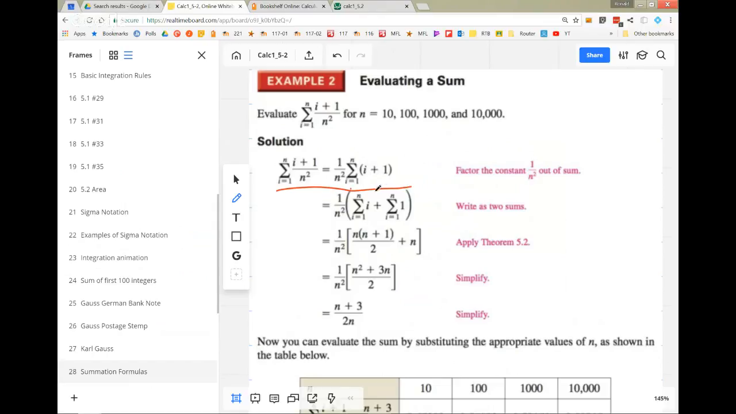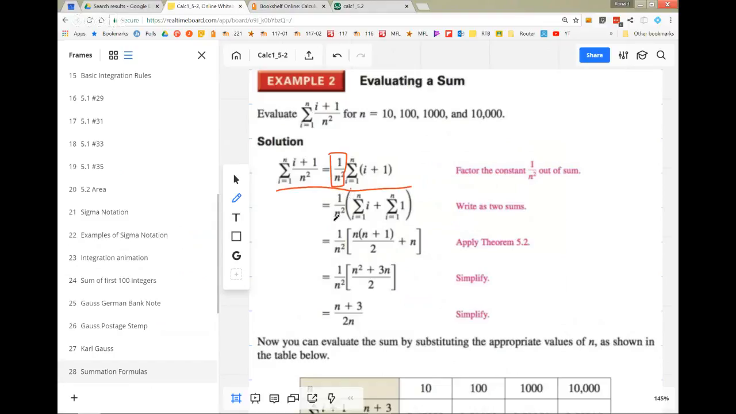Taking a look at the problem right here, you notice what they did in the first step. They took this 1 over n squared and pulled it out. You know that in taking derivatives, we would often pull a constant out because it wasn't affected by the derivative. Well, the same thing is true in an integral, and the same thing is true in a sum. n squared is whatever constant you're given, and 1 is a constant, so you can pull that 1 over n squared out. What's remaining? The sum from 1 to n of i plus 1.